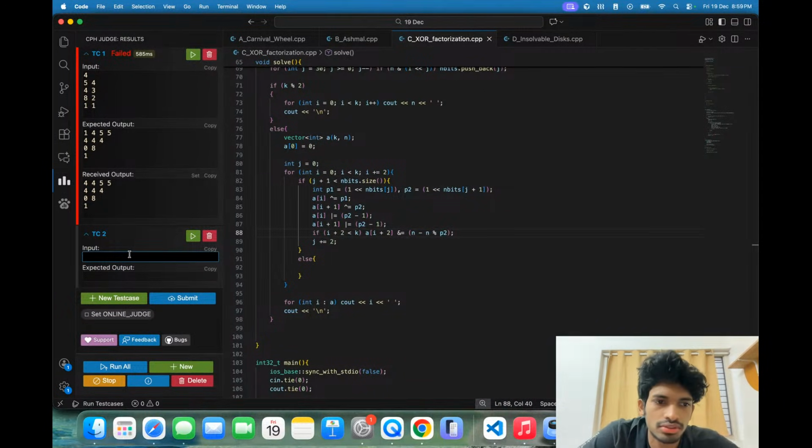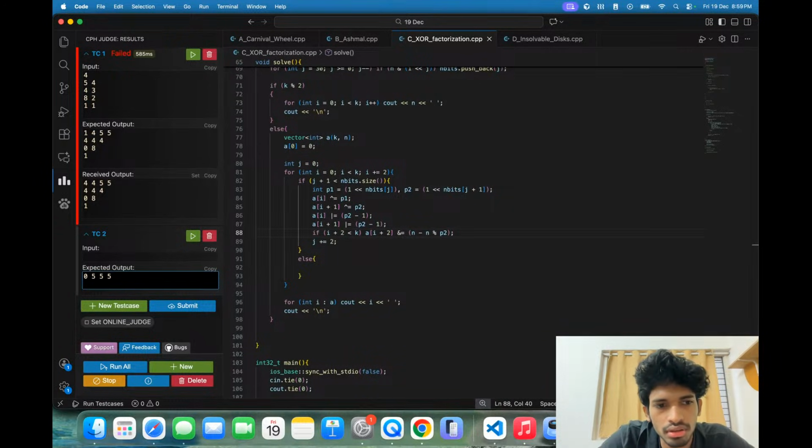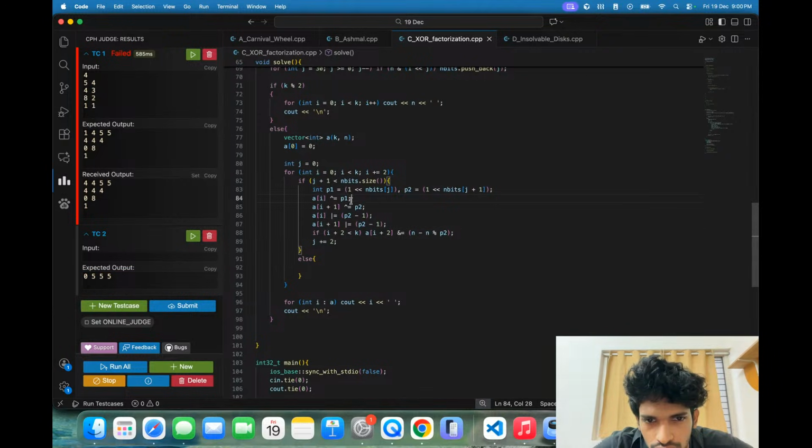So what happened was, we have 0, 5, 5, 5. And then what happened? I'm taking this 0 and I'm taking this 5. 5 is 4 plus 1, right? And then what am I doing? I'm making both of them 1 and 4. So why did it not work? This p1.